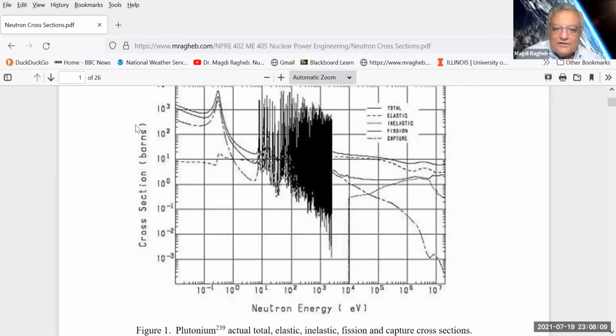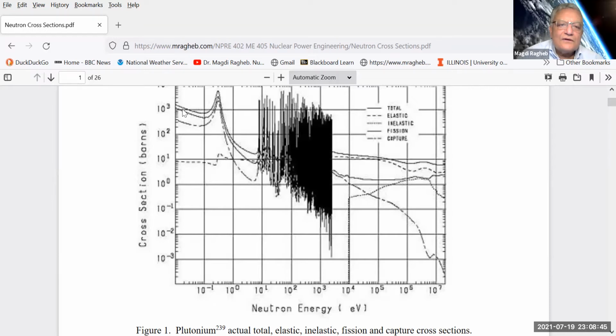This is the probability of interactions as a function of energy of neutrons with the isotope plutonium-239. An interesting observation is that when the energy of the neutrons is high, the cross-section is lower than when the neutron energy is very low. This is a logarithmic scale, it goes into decades, factors of 10. Here is 1, 10, 100, 1,000.